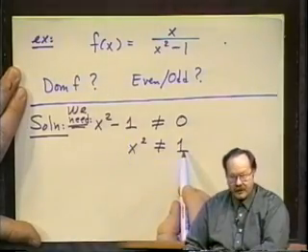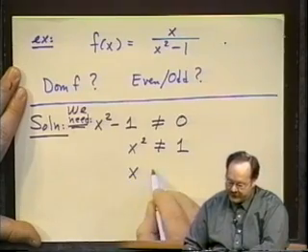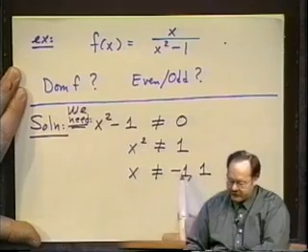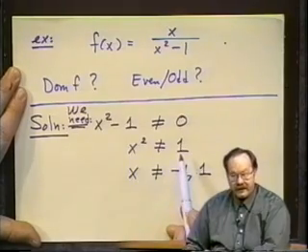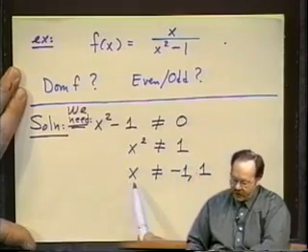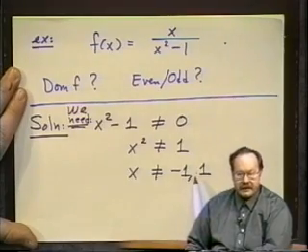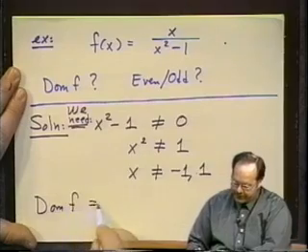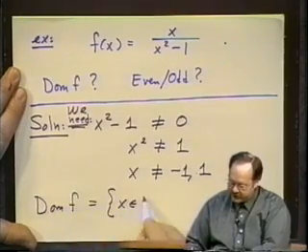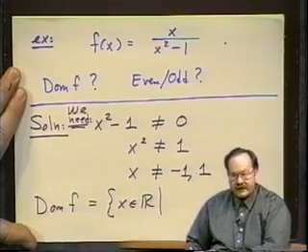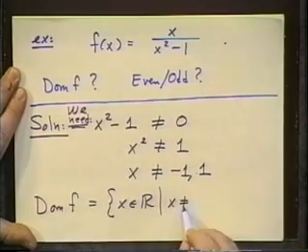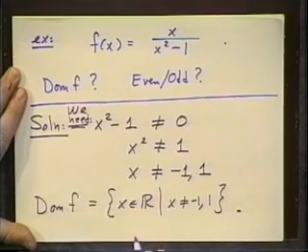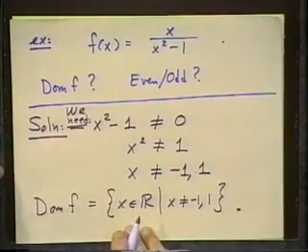And then I take the square root of both sides, and of course I know what that is. I want x not equal to minus 1 or 1, because those are the only two numbers which one squared give me 1. So those are the only two numbers that have to be omitted from the domain. And so I can write down that the domain of f is, using that set builder notation again, the set of all the x's in the real numbers such that x is not equal to minus 1 or 1. So there's the domain of this function. And that was fairly simple.